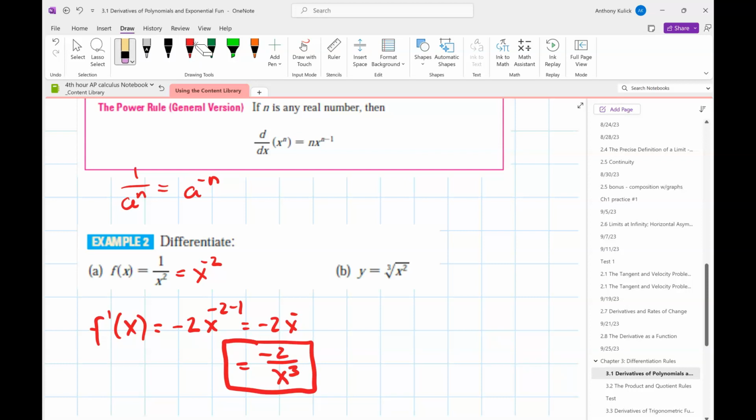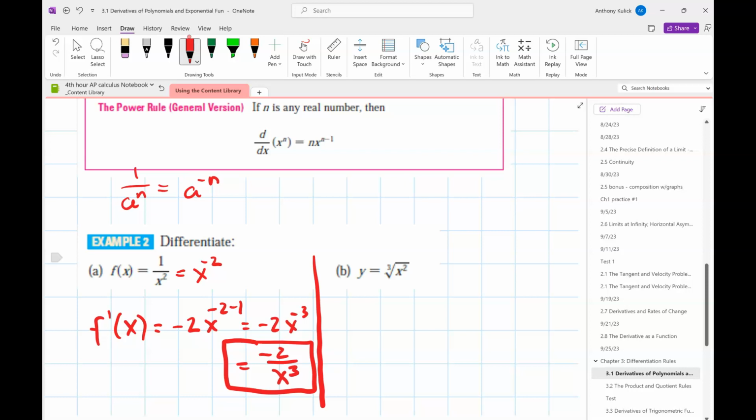Now, I wouldn't mark you down if you wrote this as negative 2x to the negative 3. But if you look at the answer in the back of the book, or at a multiple choice question, they will for sure write it as negative 2 over x cubed. They won't leave it with a negative exponent in it. I can almost guarantee that would be the case. So far, so good?